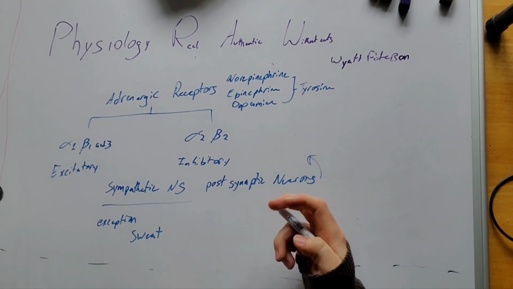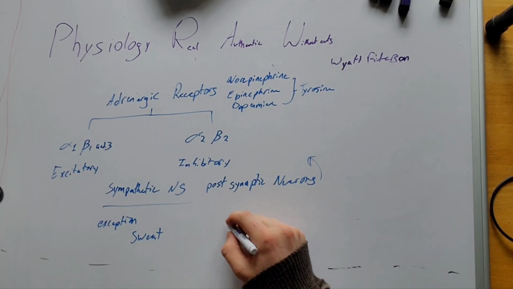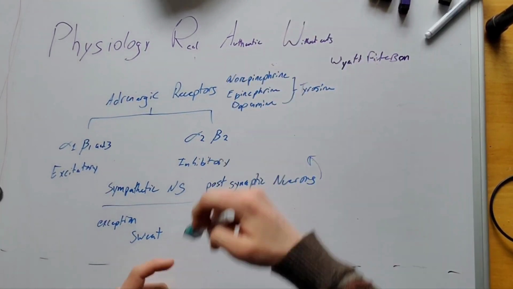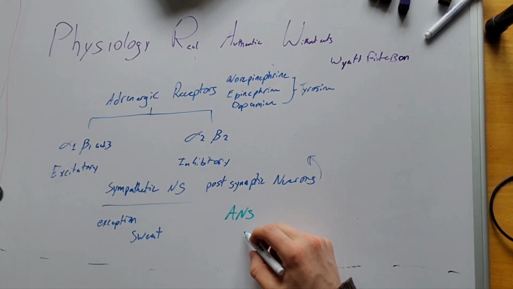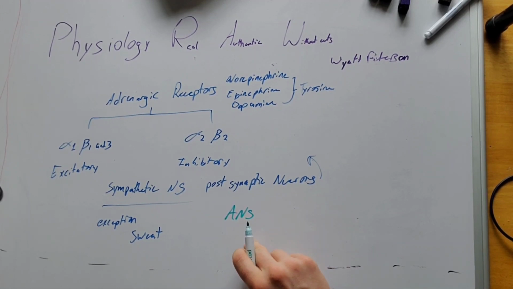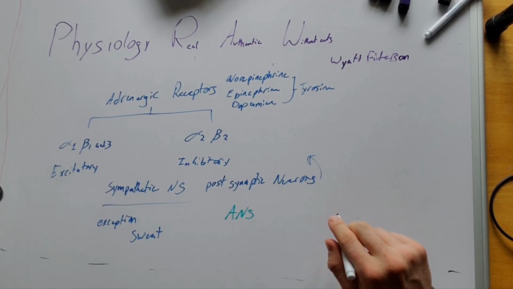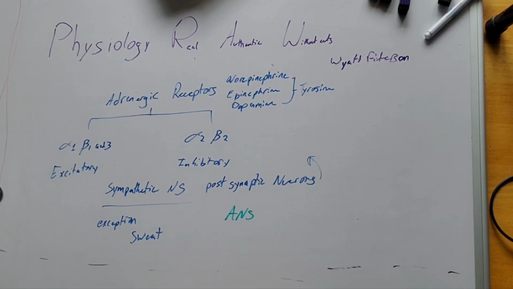I think it's important to make sure I said this for the ANS. Let me use a different idea. So in the ANS, the first neuron, the presynaptic neuron, is myelinated. The postsynaptic neuron isn't myelinated. I think that's all I have to say about that.